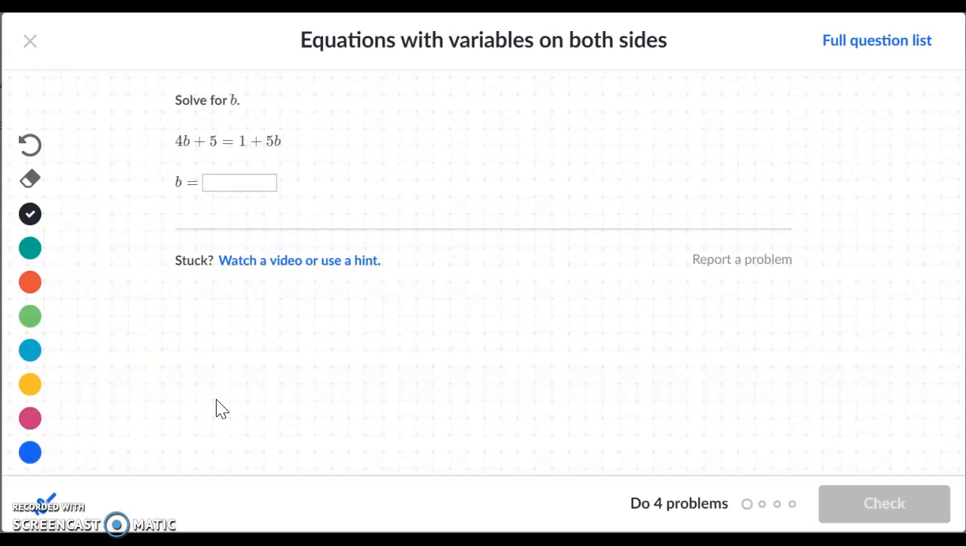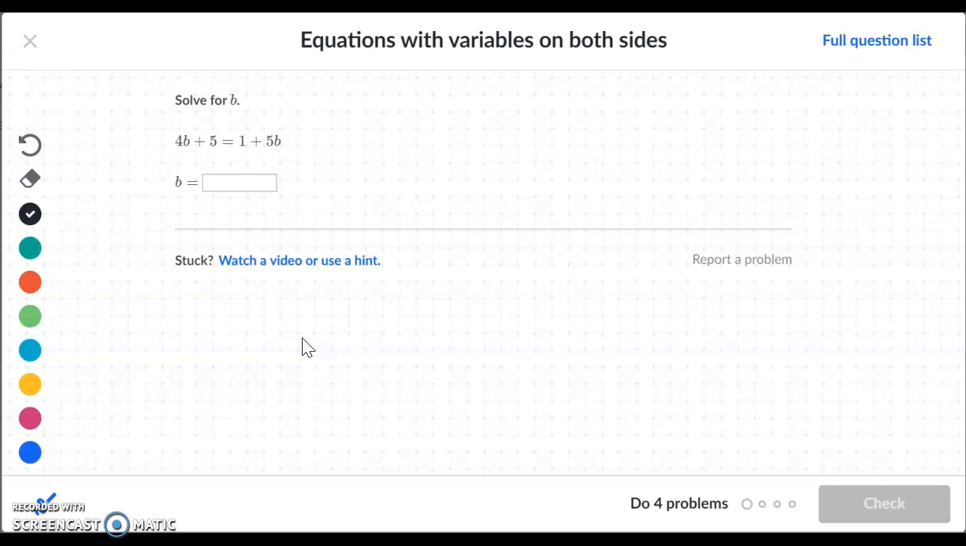It's going to look janky because I'm using my finger on a touch screen, but you'll still be able to understand. I have 4b plus 5 equals 1 plus 5b, and my job is to figure out what value for b makes this equation balanced. The equal symbol tells me that whatever is on the left is the same as whatever is on the right. It's not going to look the same, obviously, but its value is the same. Some value of b is going to make them both the same on both sides.